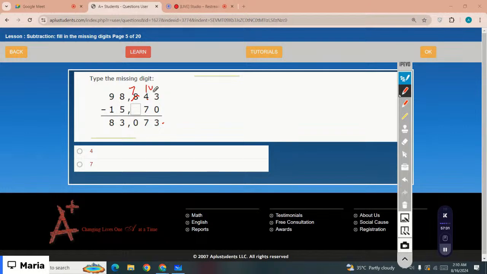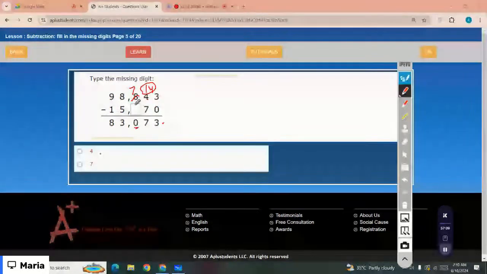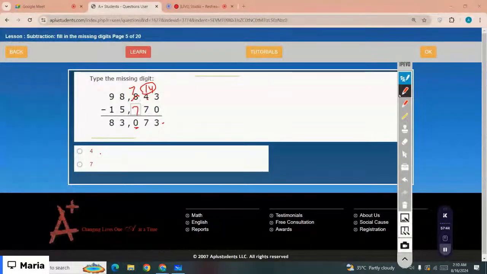Here you have 7 and here you have 14. 14 take away 7 is 7. Now you could see 0 here. You have four options, 4 and 7. That means the correct option is 7 because 7 take away 7 is 0. How?